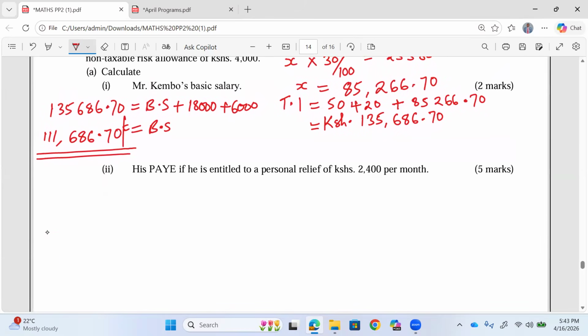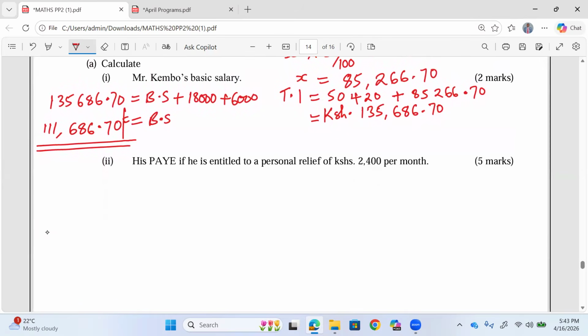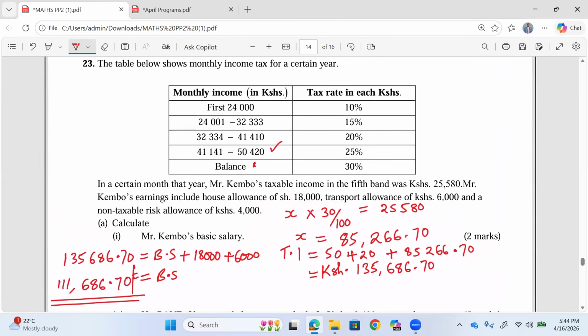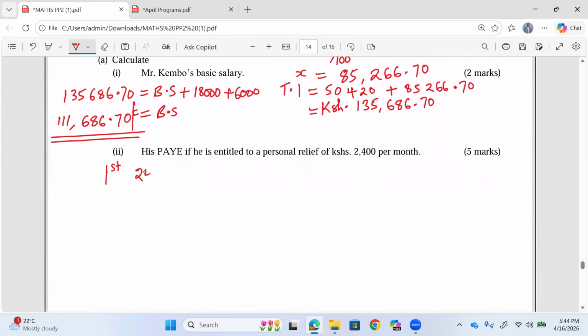Now, part 2, ladies and gentlemen. We try to find his PAYE if he is entitled to a personal relief of 2,400 per month. So let us compute all the taxes now. From the first bracket, what is the tax earned there? 24,000 at the rate of 10%. This is 2,400.